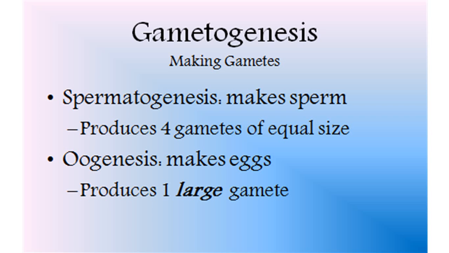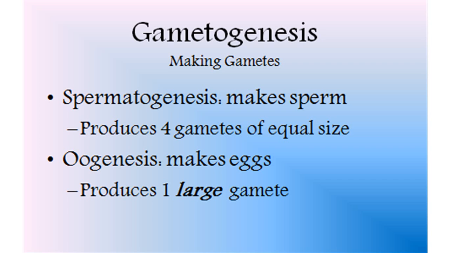So we have two processes that make gametes, because we have two different types of gametes. Spermatogenesis makes sperm. Should be pretty easy to remember. It's got the word sperm in it. And it produces 4 gametes, 4 sperm of equal size.